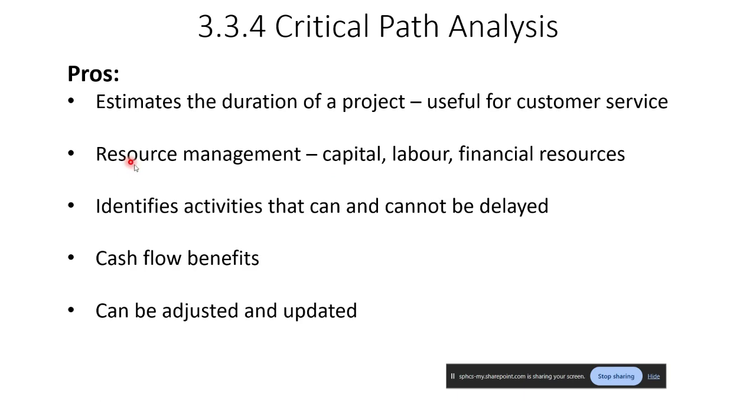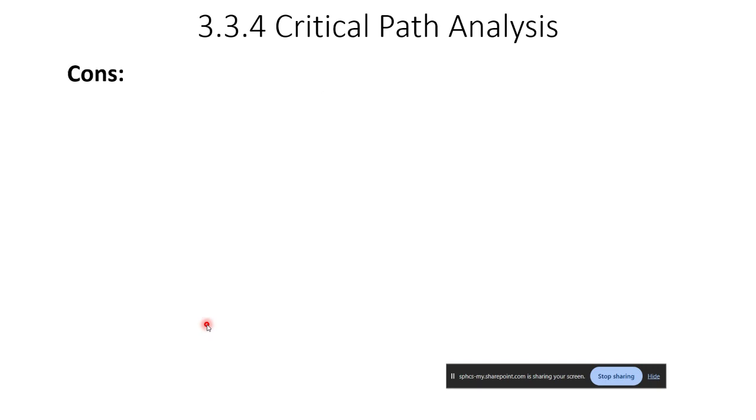Okay, you're going to identify key activities that can't be delayed and those that can. There's cash flow benefits. If activity H is really expensive, I might want to delay that for as long as possible to improve my cash flow. And of course, you can update and adjust the critical path analysis as you go along. Let's say we have a problem early on. I can recalculate my critical path and update my client.